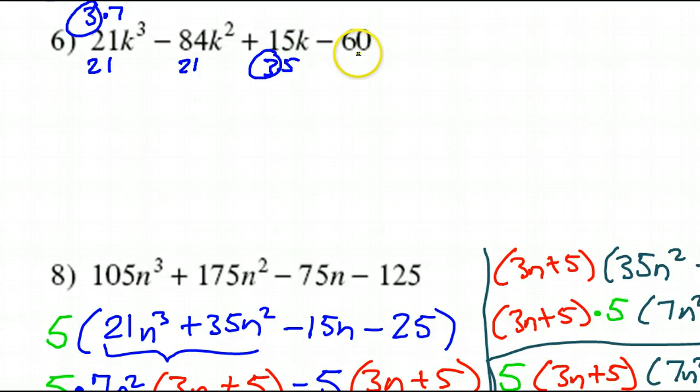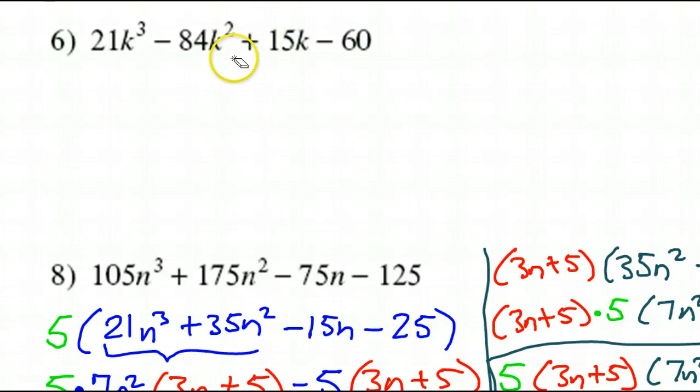Is 60 divisible by 3? Yeah, 60 divided by 3 is 20. So all 3 of these are obviously divisible by 3: 21, 15, and 60. What about 84? 84 is not quite as obvious unless you know the trick that maybe they taught you in school, or if you watched the video from problem number 5, I taught you the trick then.